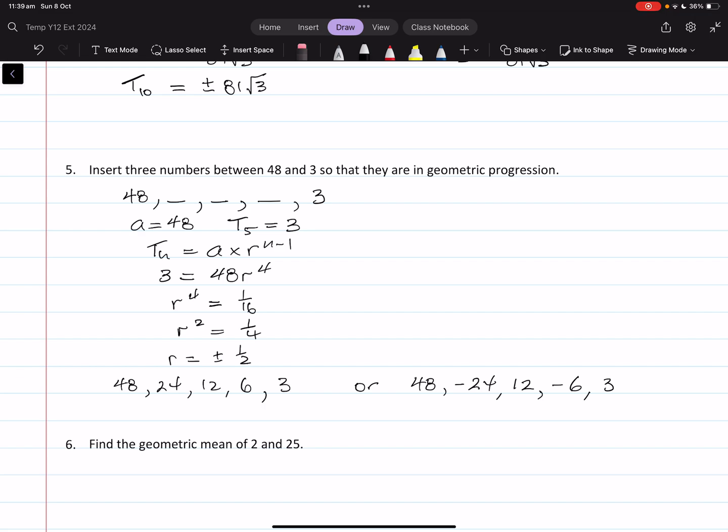So here we have 2 possible answers. We've inserted 3 numbers to give a geometric progression. In the first case, where r is a half. In the second case, where r is equal to negative a half.